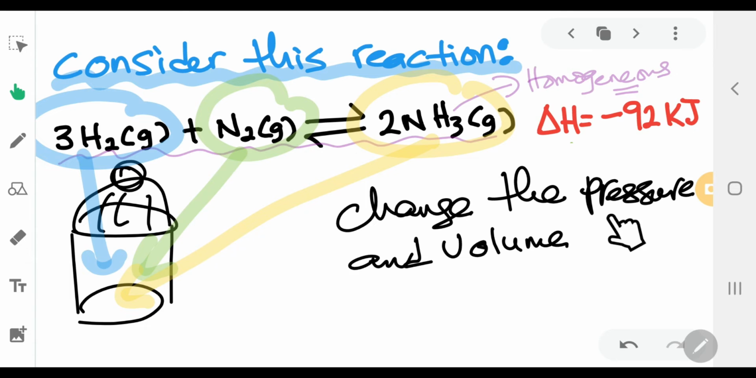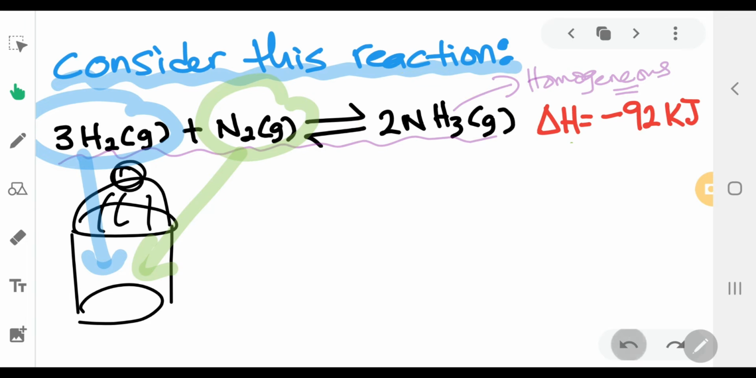But for pressure and volume, we have to think of this whole thing over here as a single system that is placed inside a vessel. So when you change the pressure, you are changing it for all of them at the same time. When you change the volume, you are changing the volume for all of them at the same time. So that is the first thing you need to set in your mind, okay?